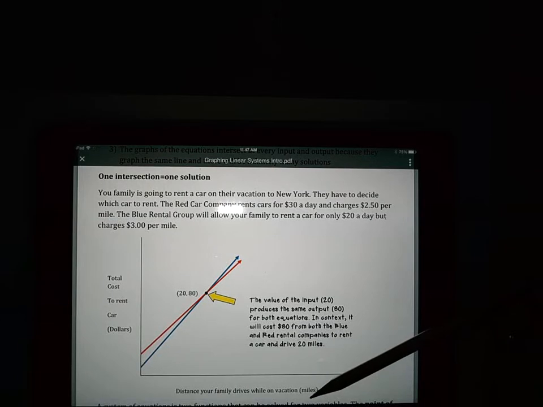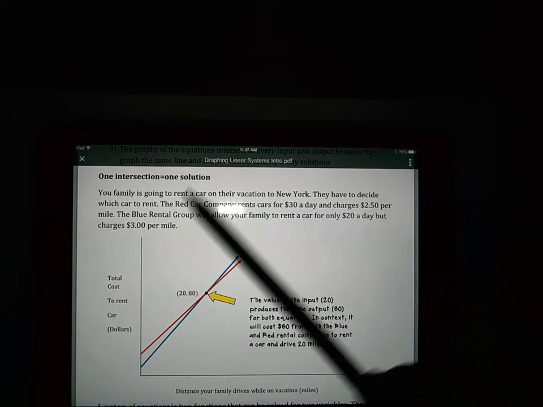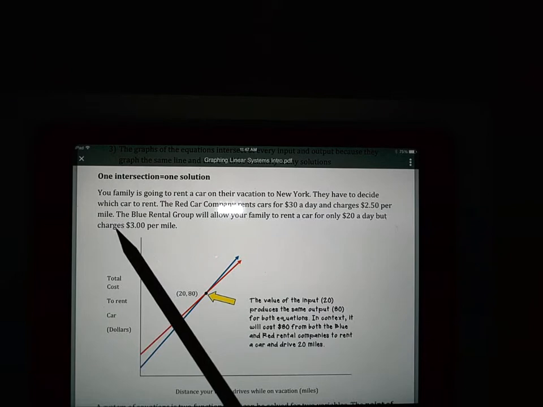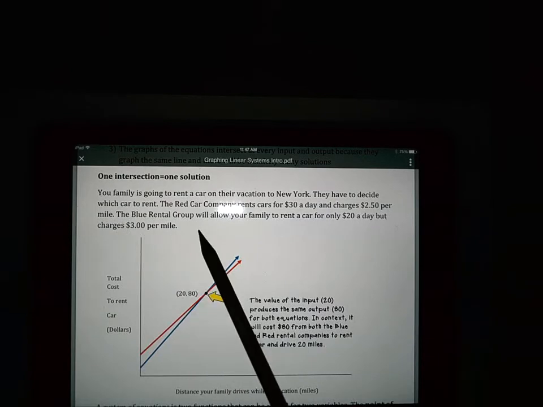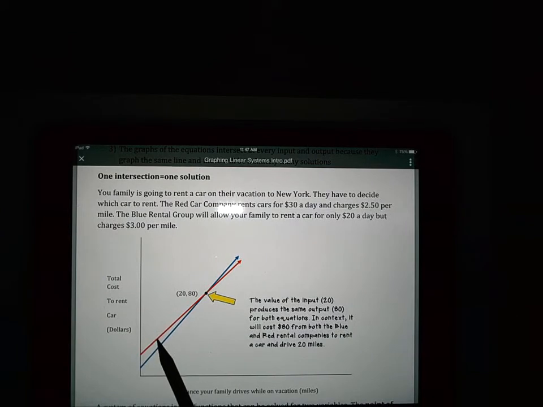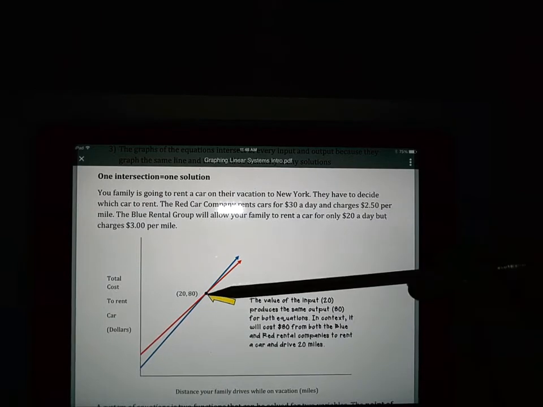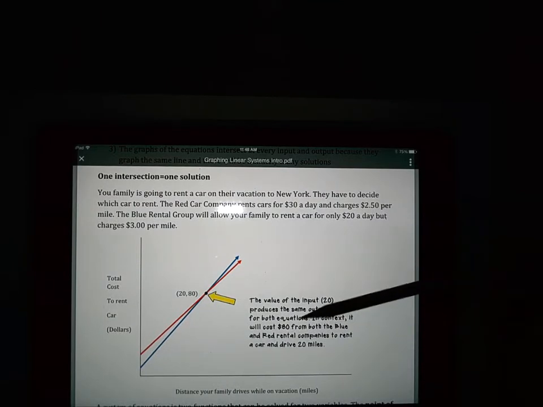Now, if you were to write an equation that represents the red car company charging and the blue rental group charging, then you would end up with the blue line and the red line, and if you graph them, they would intersect at the point (20, 80). The input of 20 produces the same output of 80 for both equations. This is the solution for the system, and in context this means that it will cost $80 from both the blue and red rental companies to rent a car and drive 20 miles.